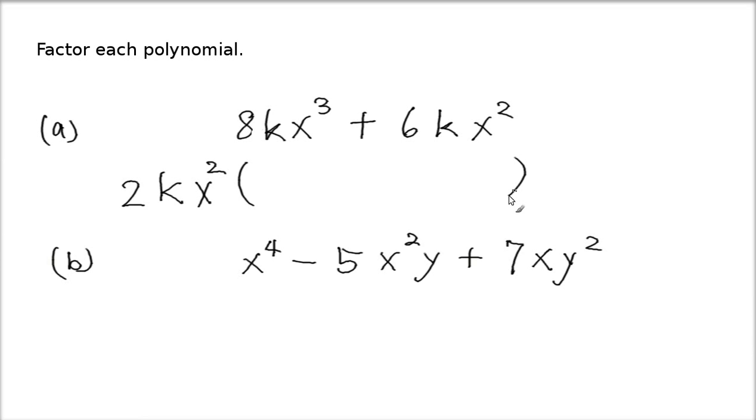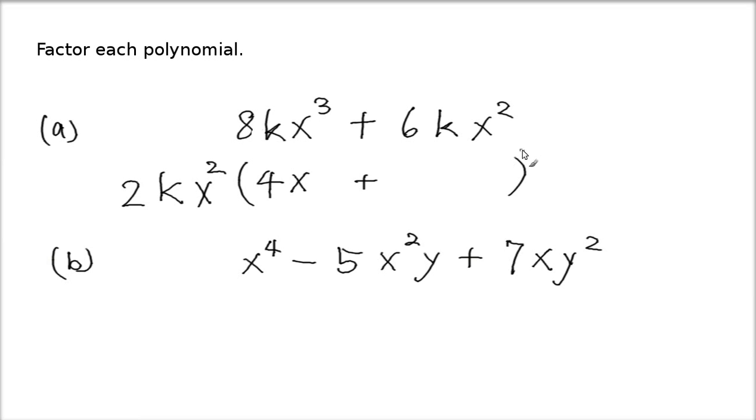The next thing I'm going to do is to think about this. 2kx squared times what is 8kx cubed? Well, first of all, 8 is 2 times what? 4. Right? 2 times 4 equals 8. Now we pulled k out, so k is gone now. We pulled out x squared from x cubed. That leaves just one more x. So 2kx squared times 4x, they make up 8kx cubed.